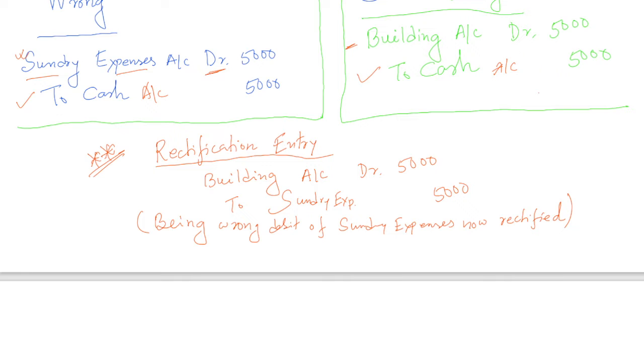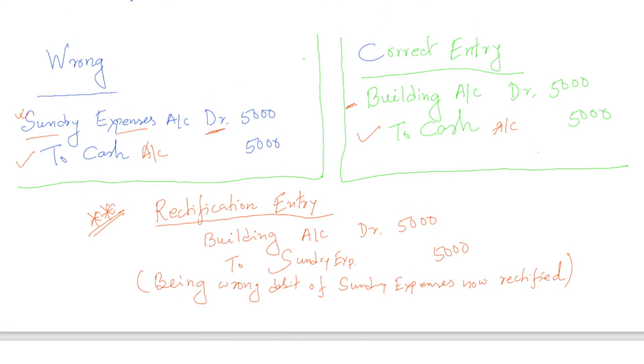The above two entries, the wrong entry and the right entry, are just for your understanding. Clear? Both these entries are not required in real time or in the examination. Only the rectification entry will be required. I think it is clear to you all.